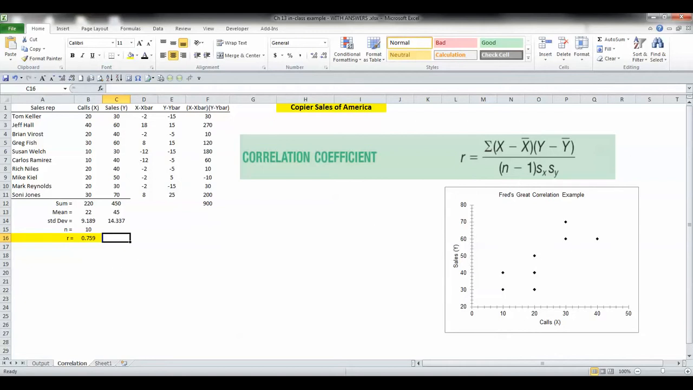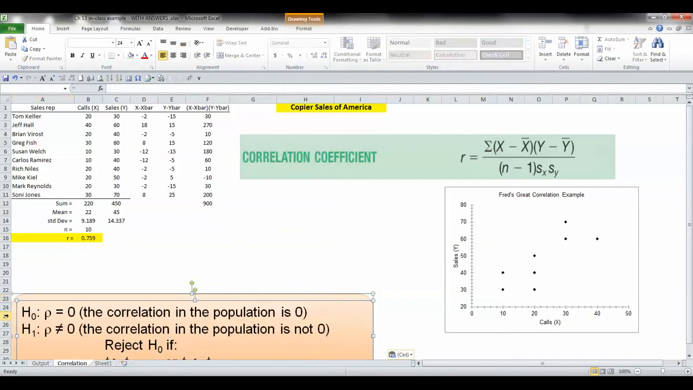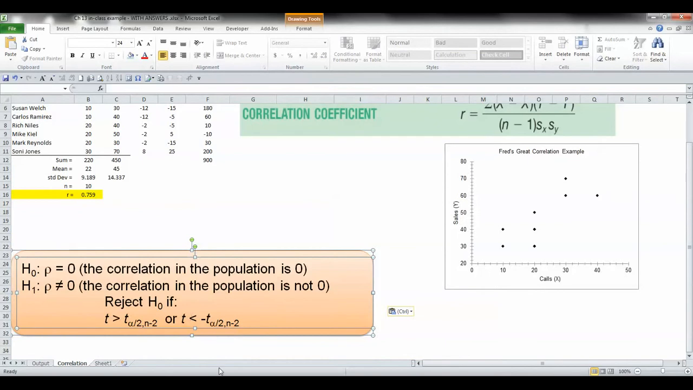So what do you think we should be doing next? Well, it's probably coming to you, but it's the hypothesis test. So our null hypothesis is that rho, which is the population correlation coefficient, is equal to 0. The correlation of the population is 0. And our alternate is that the rho is not equal to 0. The correlation in the population is not 0.